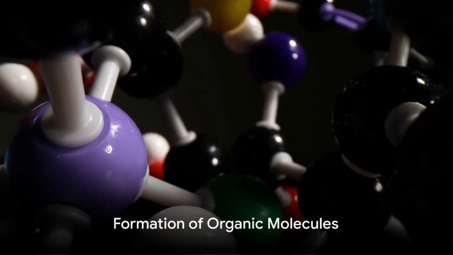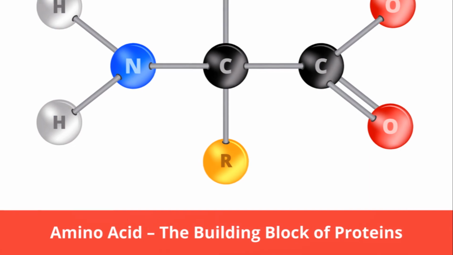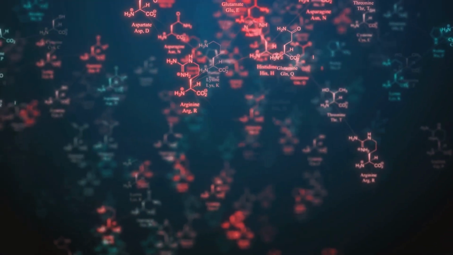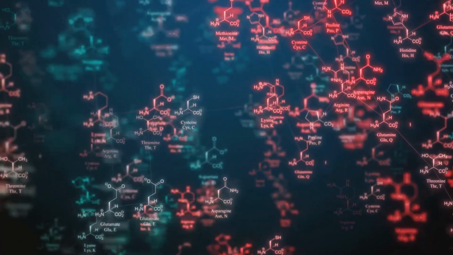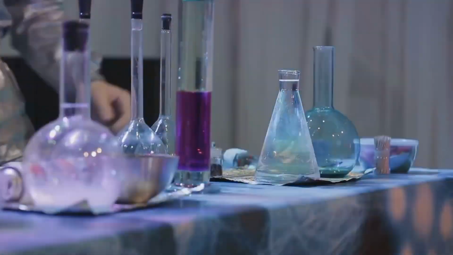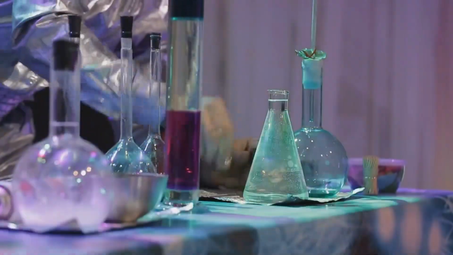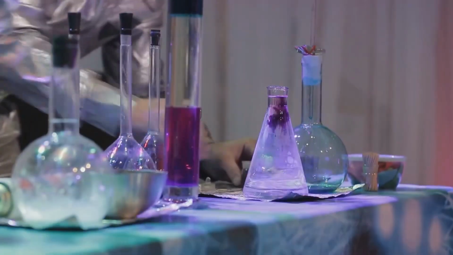The next step involved the formation of organic molecules. Amino acids, nucleotides, simple sugars, the basic building blocks of life, are thought to have formed spontaneously from simpler chemicals through natural processes. Experiments like the Miller-Urey experiment in 1953 support this idea, showing that organic compounds could be created in conditions that simulated the early Earth's atmosphere.